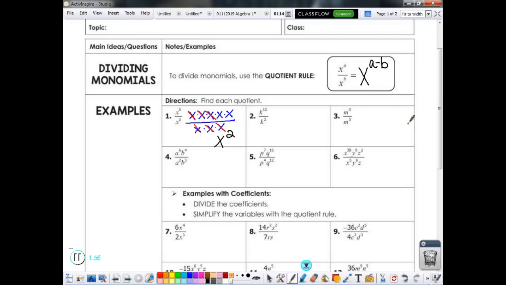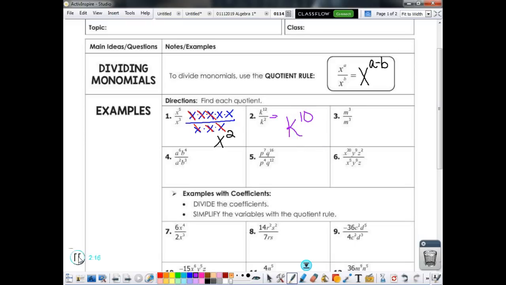Say it again. Yeah, it has to be the same base, right? Just like last week, it has to be the same base. So k to the 12 divided by k squared, what would that equal? k raised to the 10th power, right? 12 minus 2 is 10.